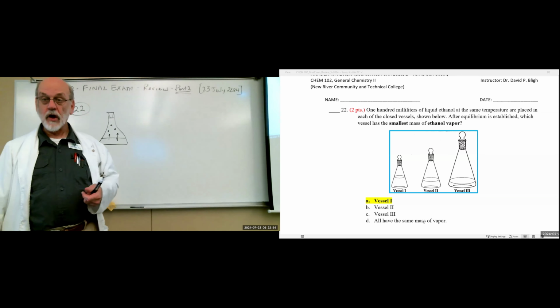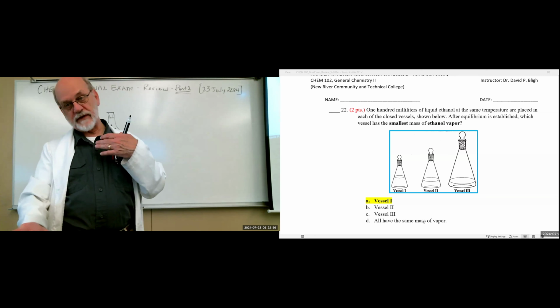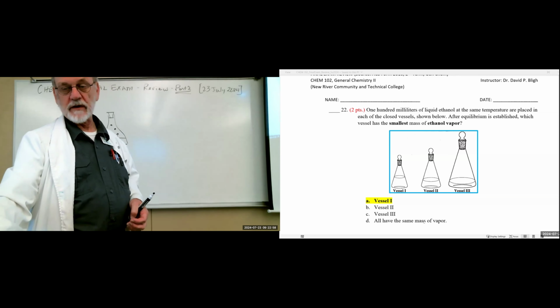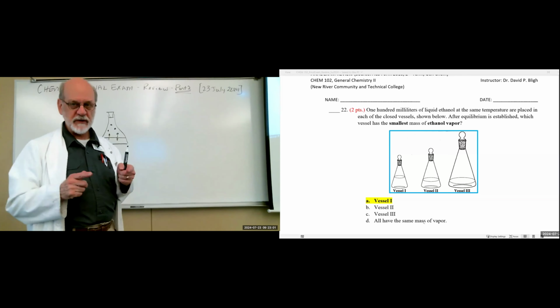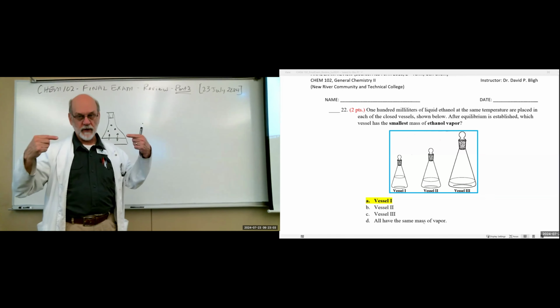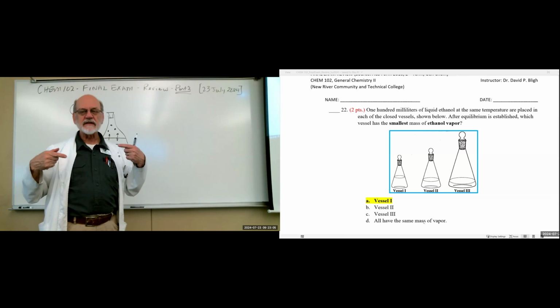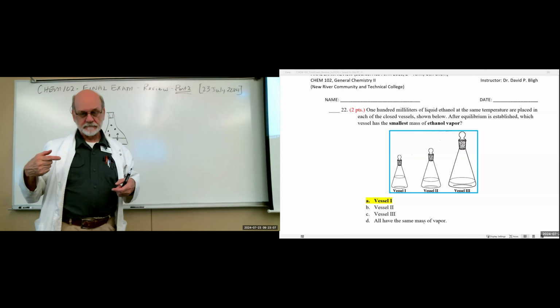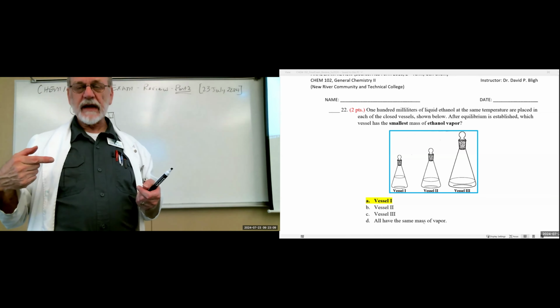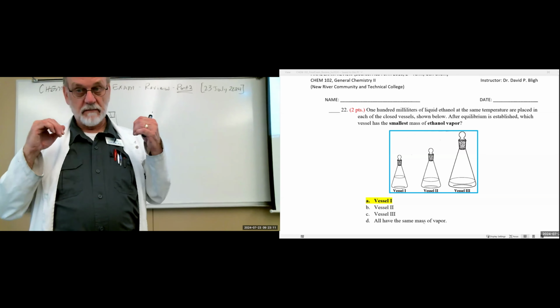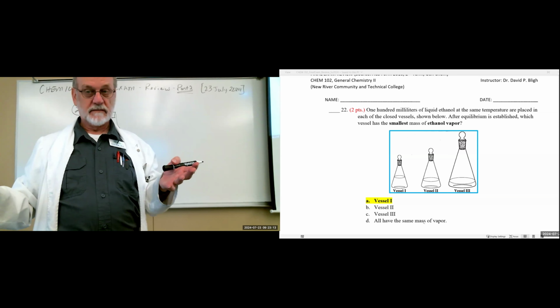Okay. The largest mass, by contrast, will be in the vessel 3 because it has more headspace that must be filled in order to reach the vapor pressure. Vapor pressure is an intensive property, and it has to be reached by whatever means.